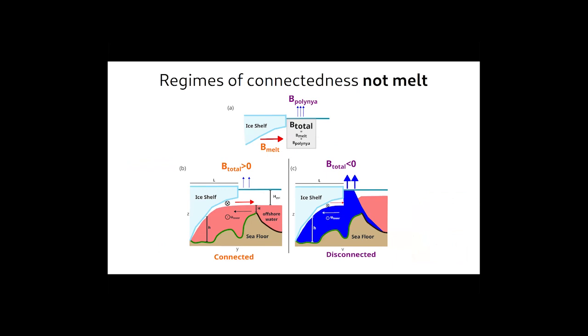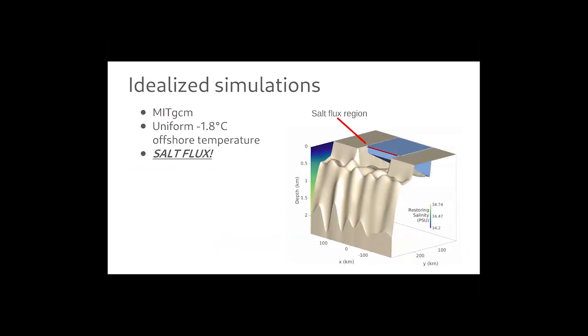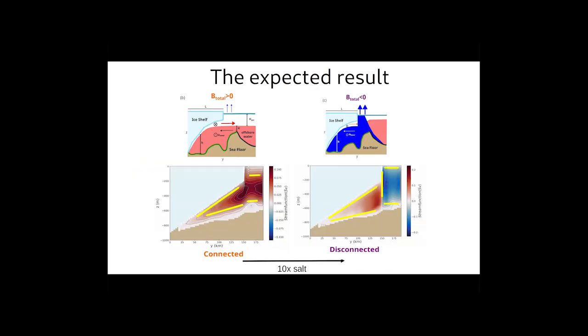And so we took our MITgcm configuration, we added a salt flux region that we think looks like a polynya. We dumped a bunch of salt, and we ran a bunch of simulations, and you find, I guess unsurprisingly, similar regimes to what we described. So as you crank up the salt, you go from one in which water is able to flow in from offshore to one where water is blocked from entering from offshore, and the water inside the cavity is completely sourced from the polynya.